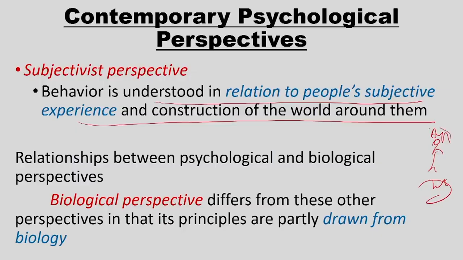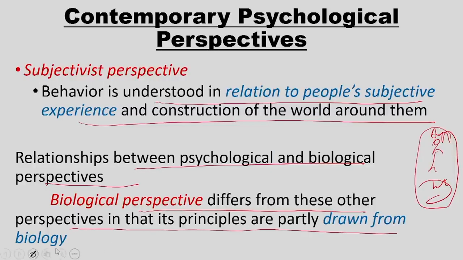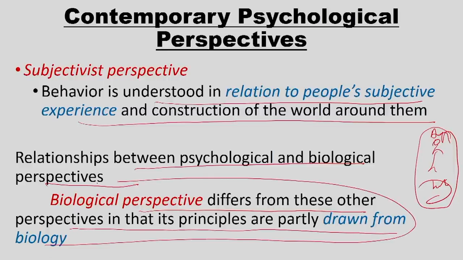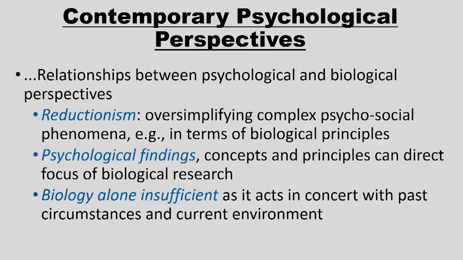So the same behavior of getting angry and hitting back can be explained by five different perspectives or five different viewpoints. Now, what is the relationship between the psychological and biological perspective? The biological perspective differs from all other perspectives, because this perspective is coming from the biological sciences. And so any biological science focuses on something called reductionism. So the relation between the psychological and biological perspective is gathered around reductionism.